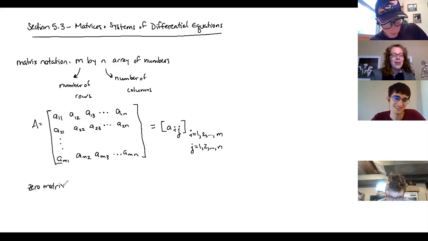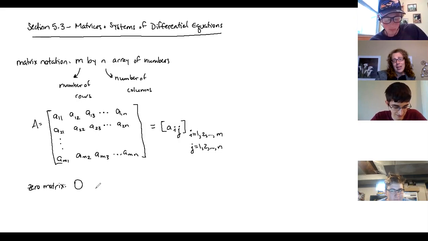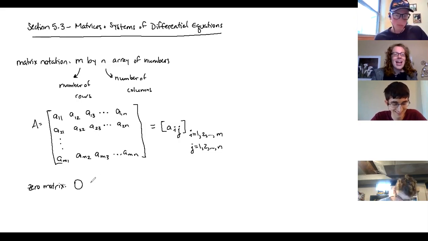Couple of special matrices. The zero matrix is denoted by a capital 0. That sounds stupid. A big 0, make a big 0. And it is the matrix with all 0 entries.